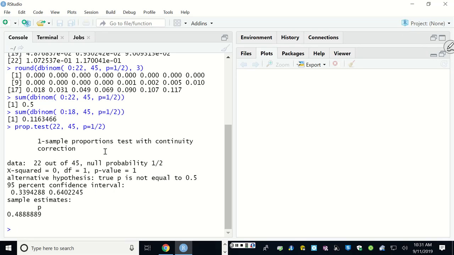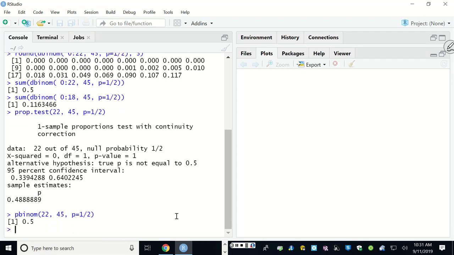Is the sum of the dbinom the same as running a pbinom? Yeah, that would be a quicker way. pbinom will give the probability that you're at a point or less. So you could put 22, and then the sample size is 45, and p is 1/2. It's about 50%, right near the middle.